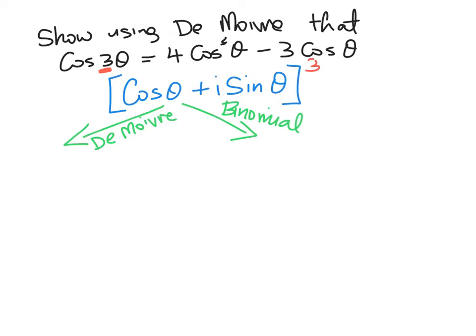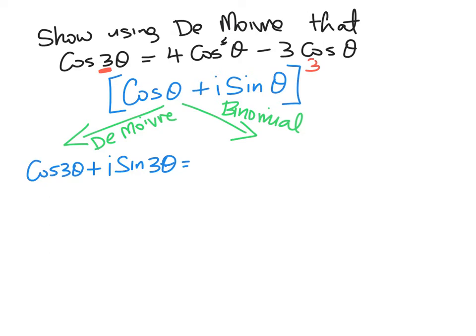So De Moivre is easy. You just bring the 3 down and multiply the angle. So cos 3 theta plus i times the sine of 3 theta. So that's the answer. De Moivre really simplified this for us. The binomial, we expanded using the binomial theorem.